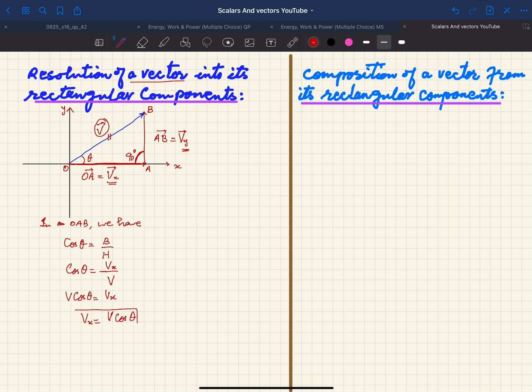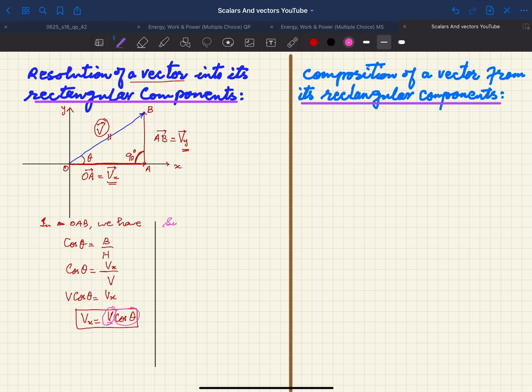These are very important terms, and you have to remember them, because in the coming chapters like forces, momentum and torques, which are vector quantities, we will have to use these relations and equations. So Vx, the x component of the vector V, you can find by multiplying the cos of the given theta by the magnitude of the given vector. So Vx is equal to V cos theta.